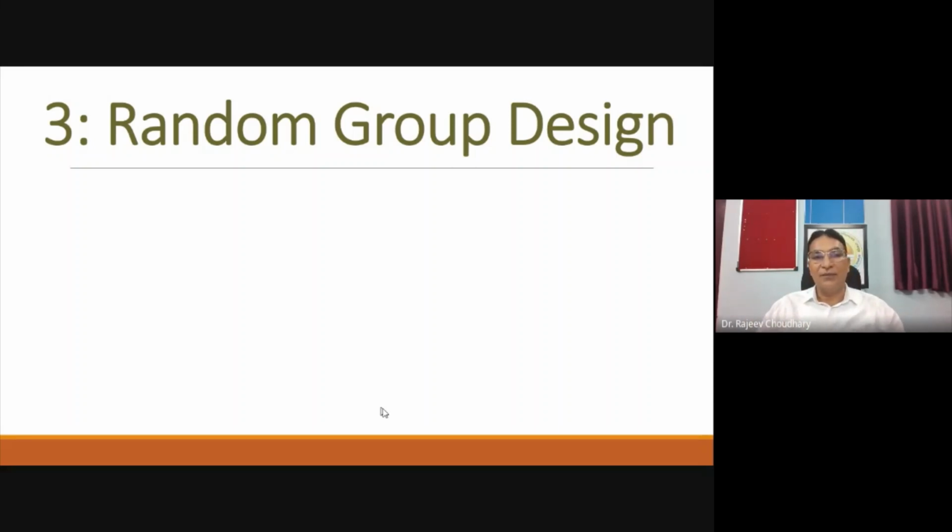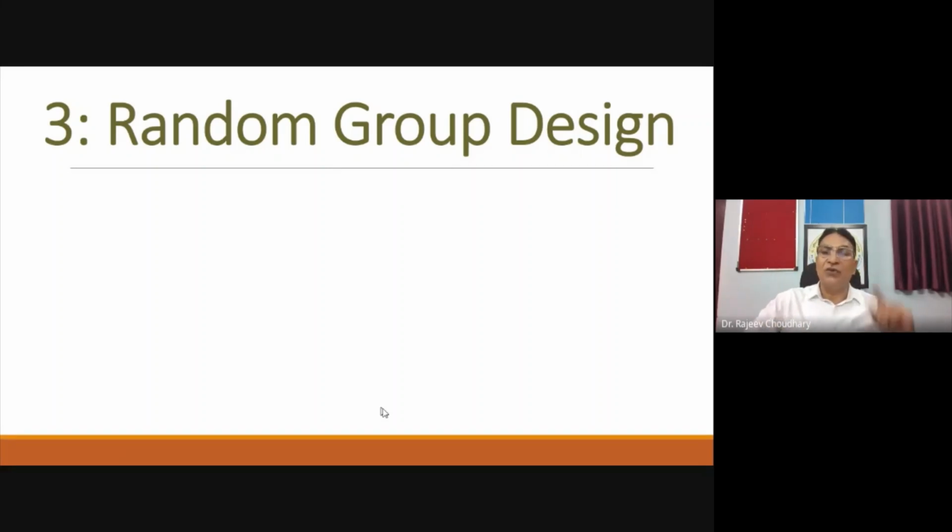Pre-test, post-test control group design. So the title will be the same. Since we are discussing the same title, effect of morning walk on blood pressure, the same study can be conducted by using single group design, the same study can be conducted by using repeated measure design, and the same study may also be conducted by using random group design, and that is the most appropriate design to conduct any experiment.